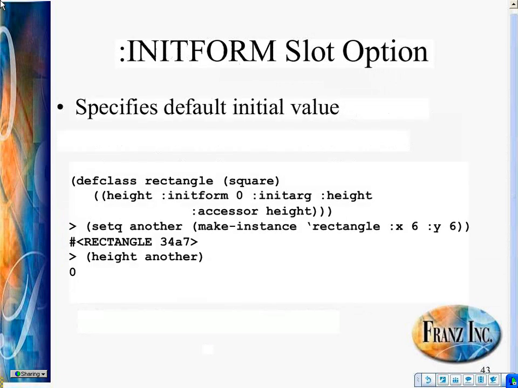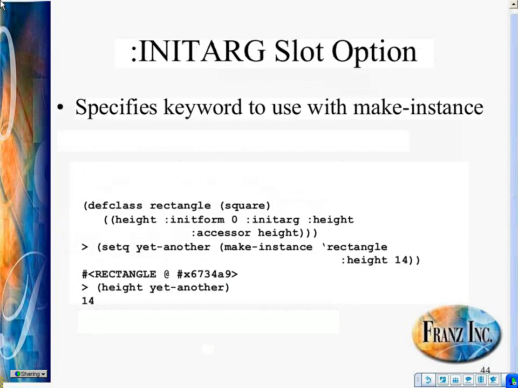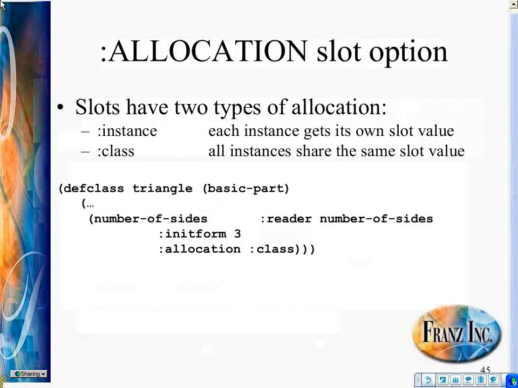The initform slot option just gives you the initial value in a slot if a specific value isn't supplied. The initarg just gives you a keyword which you use with make-instance when you are creating the slot. You can specify a value for the slot in the call to make-instance, like here we do with height. If you don't specify a value for the slot and there is an initform, it gets that value. If there is no initform, it's unbound.